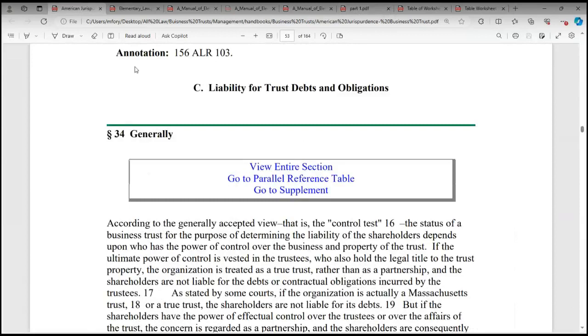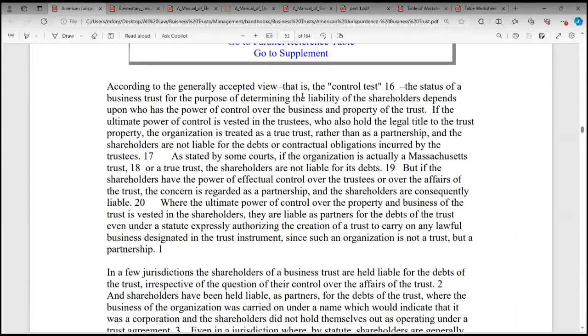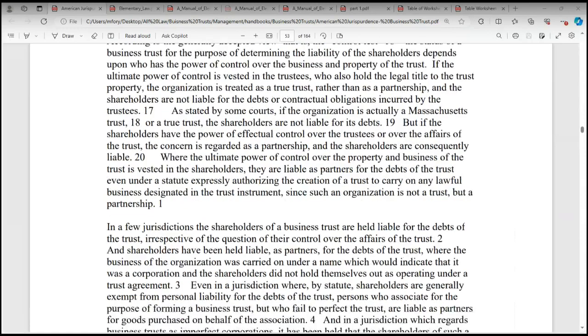So to continue on American Jurisprudence, this is going to be Section C, liability for trust debts and obligations. This is pertaining to, of course, the beneficiaries. So Section 34, generally. According to the generally accepted view, that is the control test, the status of a business trust for the purposes of determining the liability of the shareholders depends upon who has the power of control over the business and property of the trust. And this is what we learned earlier.